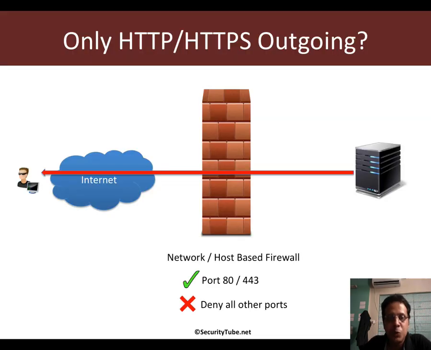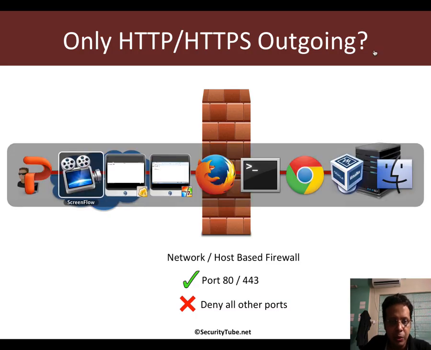Now, where is the use case for this? Visualize a network in which only HTTP and HTTPS outgoing is allowed. And this is probably getting more and more common in enterprise networks, where I think pretty much most people just require access to the web to do their daily job. So apart from port 80 and 443, everything else inside out is blocked as well. Now let's go ahead and simulate that.